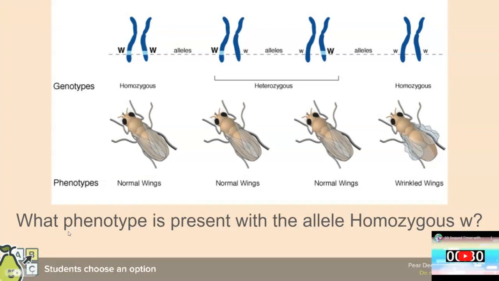Looking at the same picture, it says what phenotype is present with the allele homozygous little w. So I'm looking at the genotype, and I want a homozygous little w. This one has 2 little w's. My phenotype is wrinkled wings, so I can safely assume that this is a recessive trait.